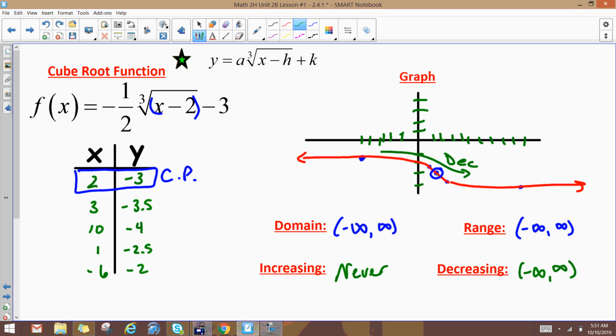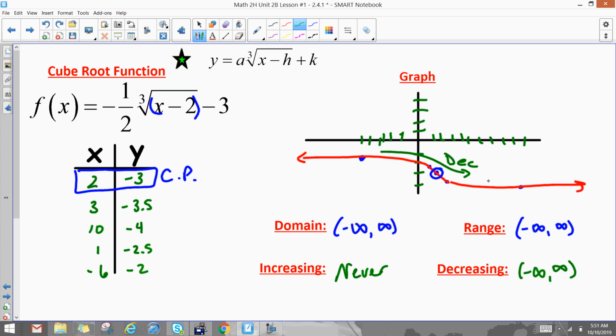Just figuring out that critical point. Our critical point again is (2, -3). And if you notice, we get this symmetry. How much we move from this point to the points on the left of it and the points to the right of it are the exact same.